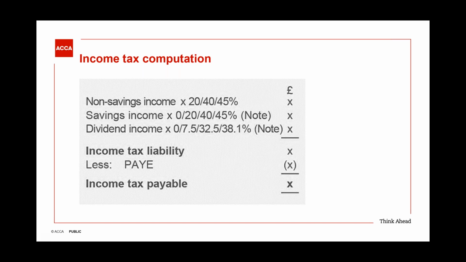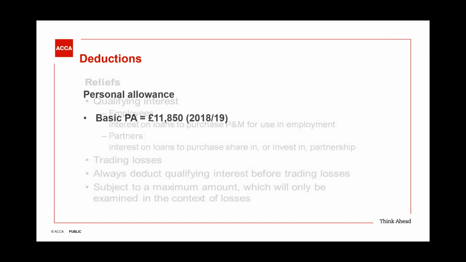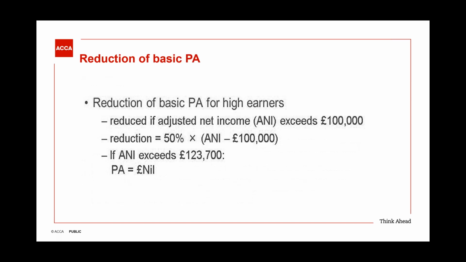Then, if I may explain something about the personal allowance available. That is the tax-free allowance that you have. However, this personal allowance given for the tax year 2018-19 is 11,850.